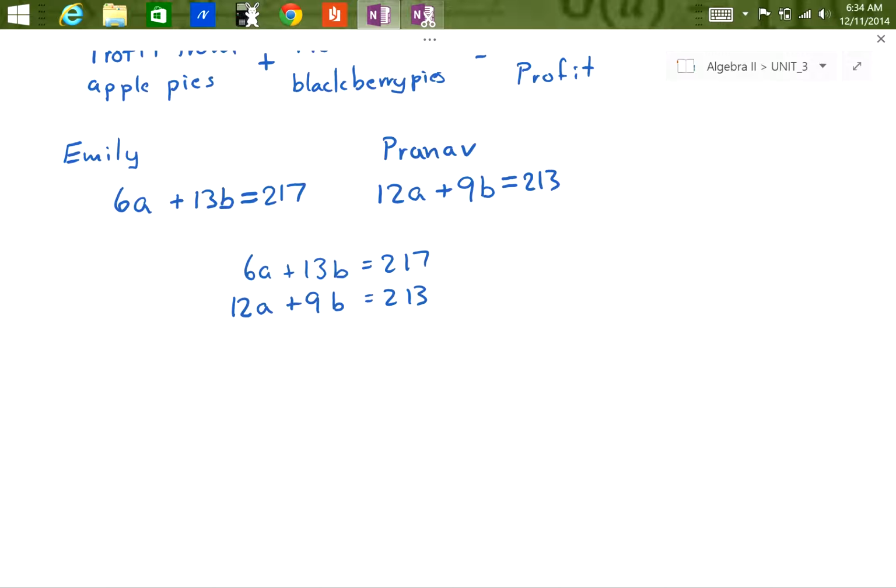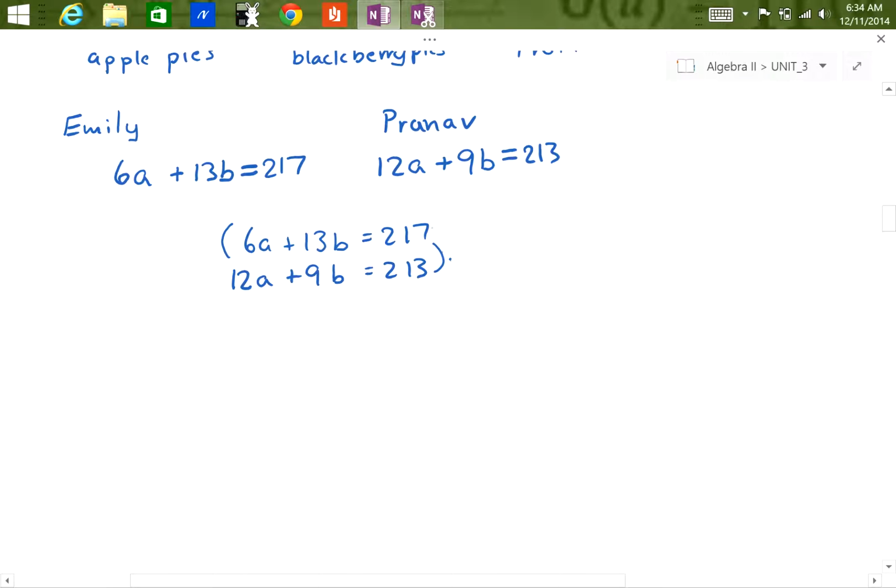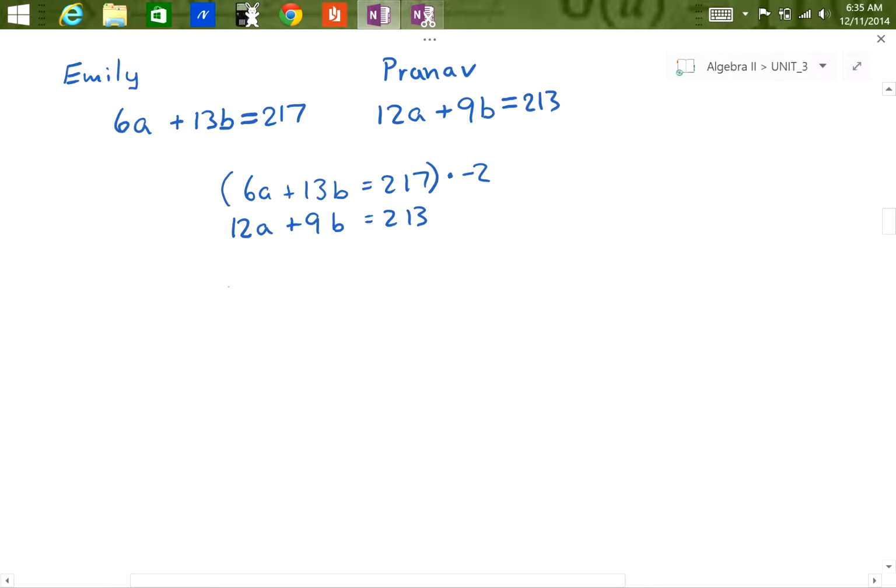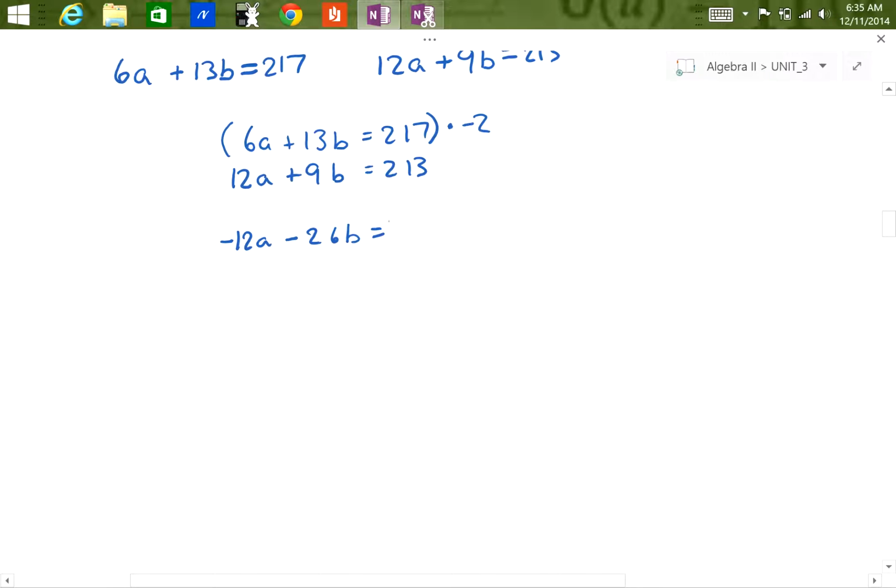Now we can solve this system of equations to figure out the values of a and b. Deciding between elimination and substitution, I see that I can quickly make this 6 right here into a negative 12 by multiplying by negative 2. So I'm going to use the process of elimination. Multiplying that top equation by negative 2 produces negative 12a minus 26b is equal to 434. And my bottom equation of 12a plus 9b is equal to 213 will stay the same.